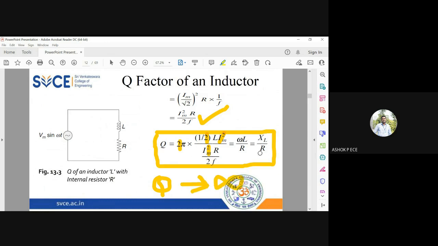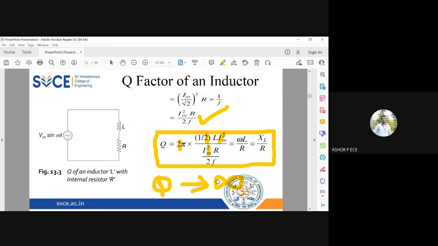Practically, this R value will be taken care of to make it as small as possible. So the Q value for a practical inductor will be very, very large. Okay, so the higher the Q value, the better is the device. So when you go to buy an inductor or capacitor, you should not see cost as the main criteria. You should check for the quality factor.